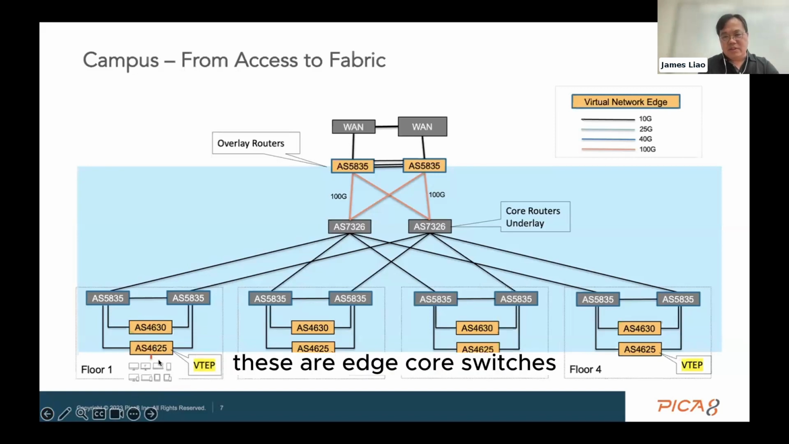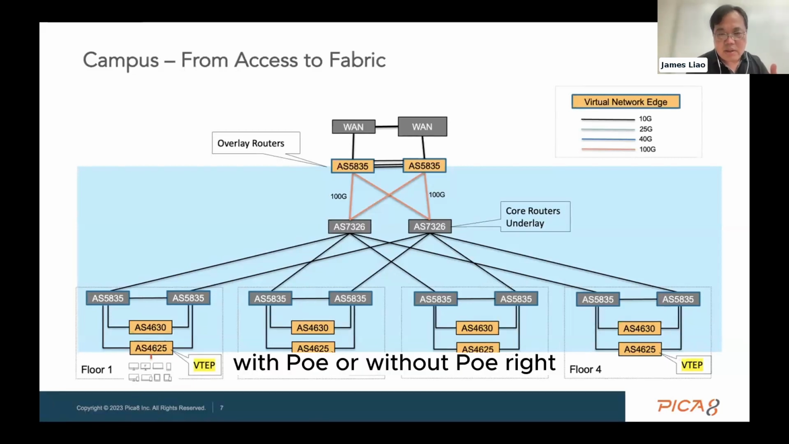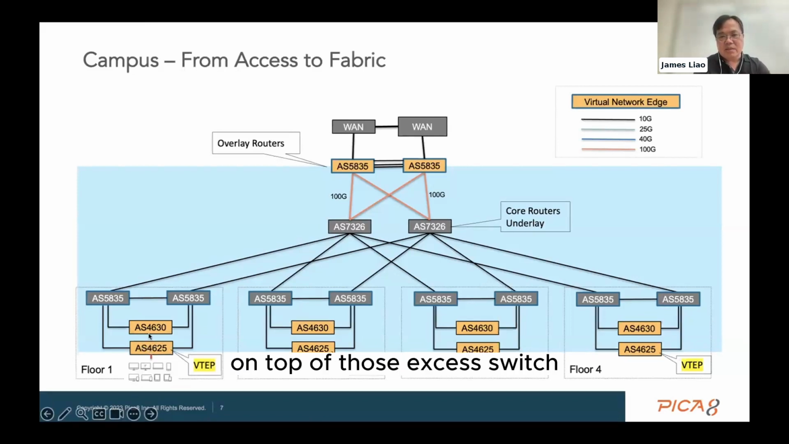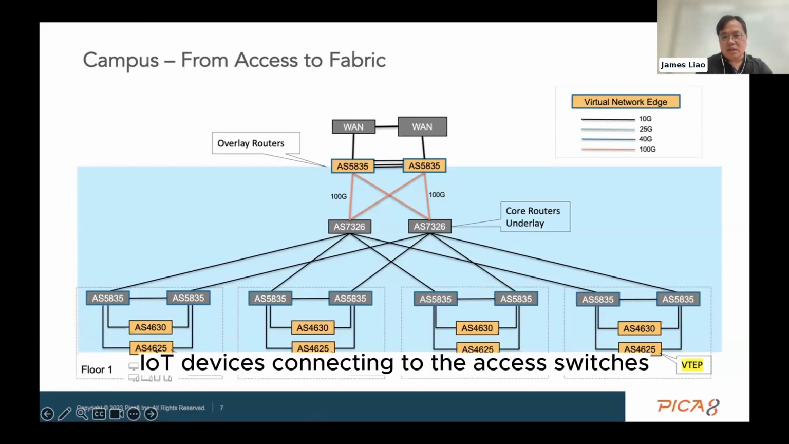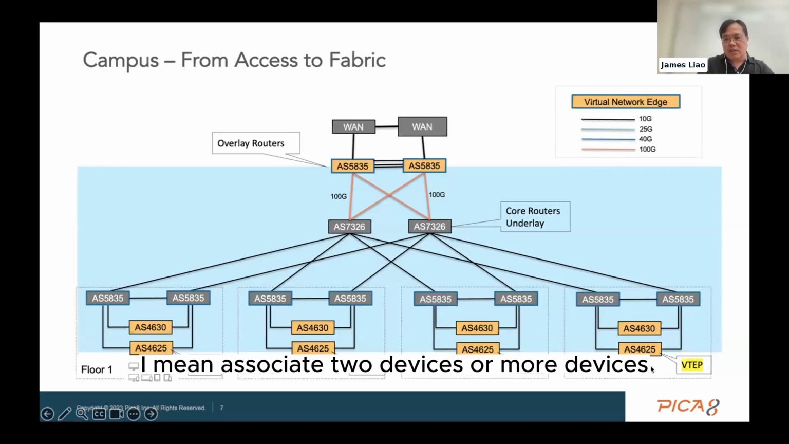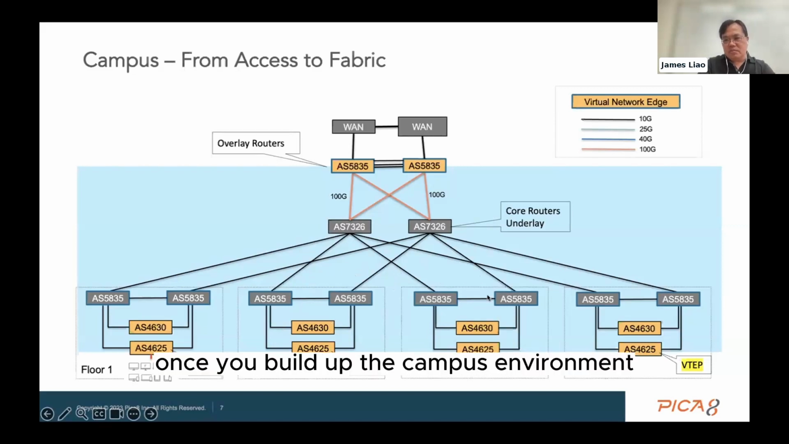Like AS4625, these are Edgecore switches. Edgecore has an extensive line of gigabit Ethernet switches with PoE or without PoE, right? So this allows you to build the virtualization VTAP on top of those access switches. So then you have your server, laptop, and IoT devices connecting to the access switches. And then across the network, you dynamically associate 2 or more devices into a layer 2 across the layer 3 functions.